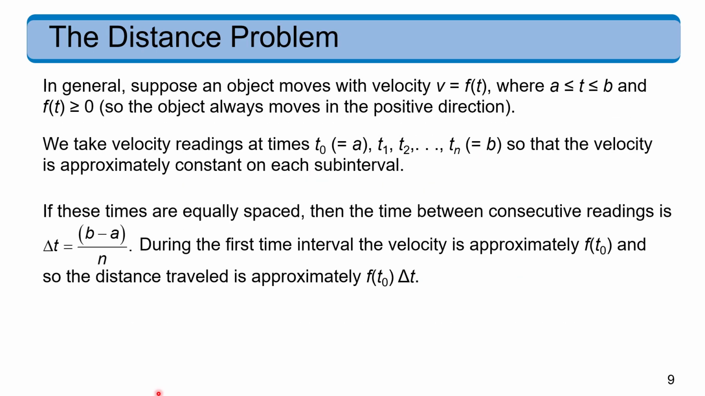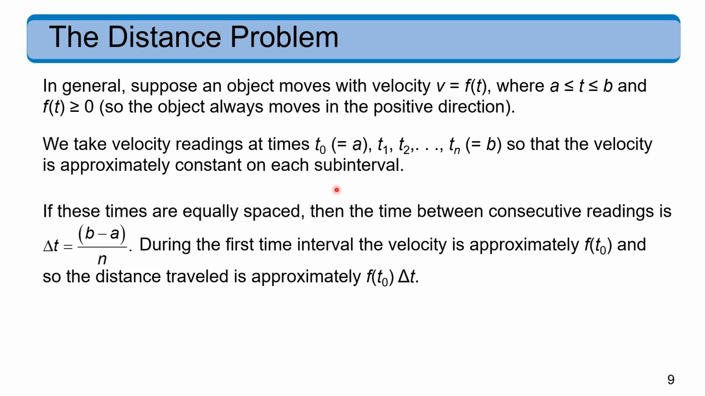We can now generalize what we saw in this last example. If you have some function that gives you the velocity at any time, we'll call that f of t, over some time interval from a to b, and to keep things simple, we'll assume the velocity is always positive, so it's always moving in the positive direction. It never moves backwards. So just like we did in the example, suppose we take velocity readings periodically, and we'll label here the times where we take the readings, t0, t1, t2, all the way up to tn. And then we assume the velocity is constant over each of those subintervals.